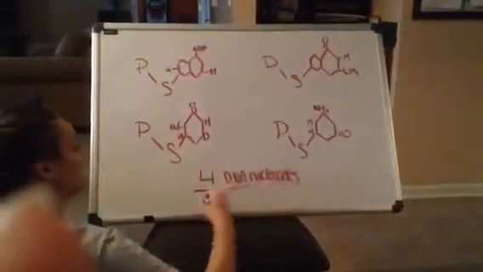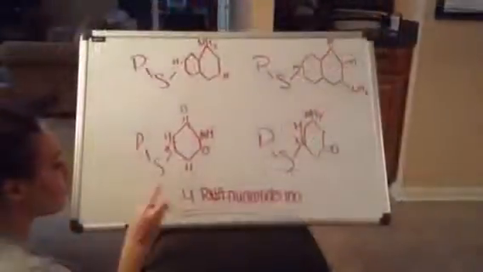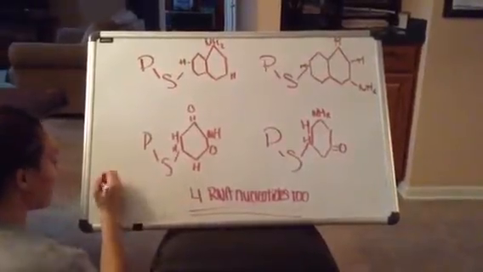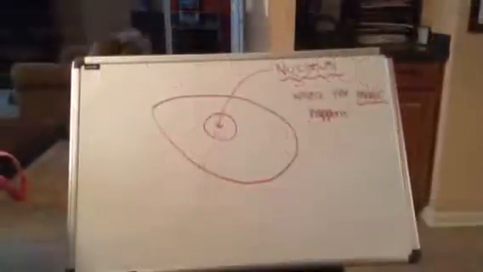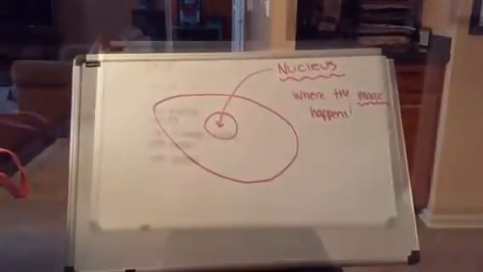There are 4 DNA nucleotides. There are 4 RNA nucleotides too. The only thing that changes is thymine turns into uracil. The nucleus, where the transcription magic happens.